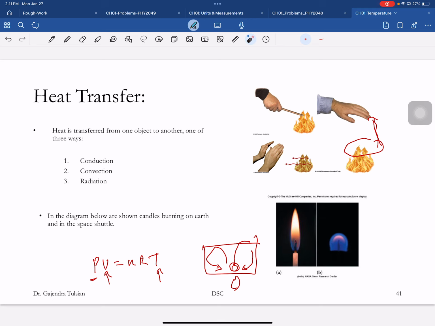There's a candle burning on Earth. This air gets warmed up and it rises up, and you see the flame takes that shape. Here's a candle burning in the space shuttle. In the microgravity environment, there's no buoyant force, and so warm air is not rising up.